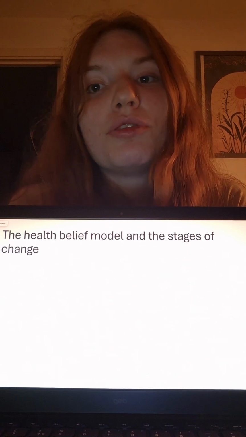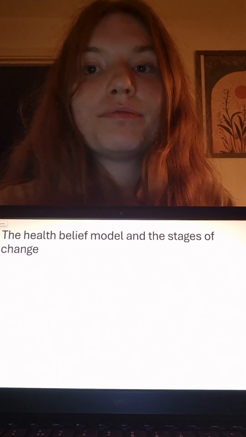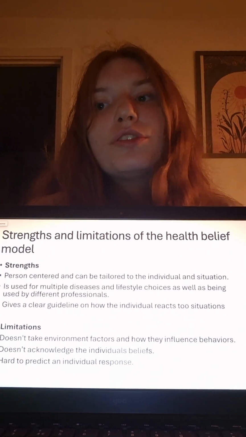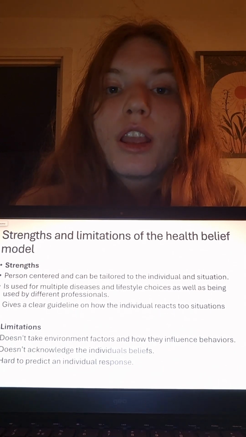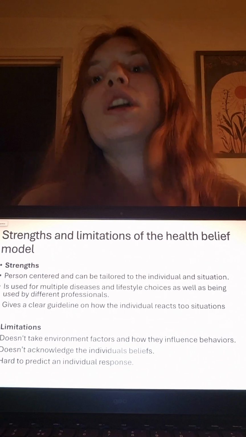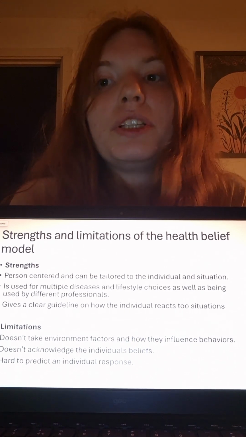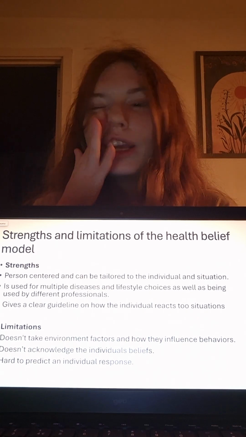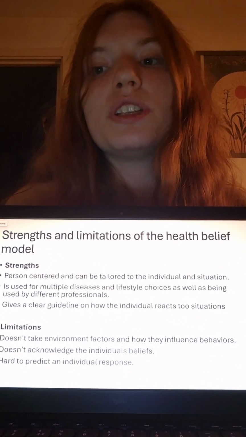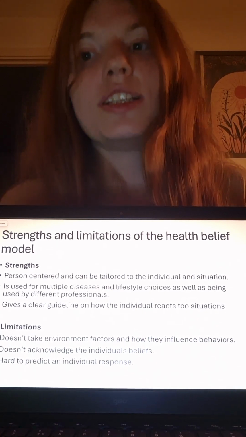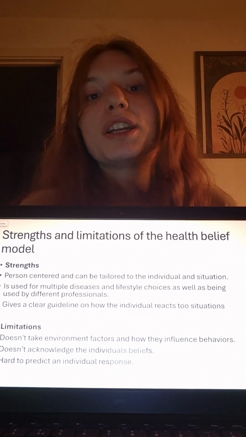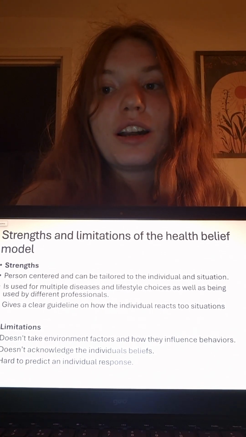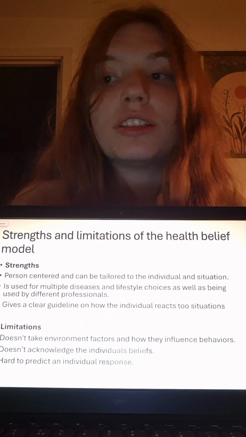The health belief model and the stages of change. The strengths and limitations of the health belief model. The strengths include it's person-centered and can be tailored to the individual and the situation. It can be used for multiple different diseases, lifestyle choices, as well as being used by multiple professions. It gives a clear guideline on how the individual reacts to the situation.